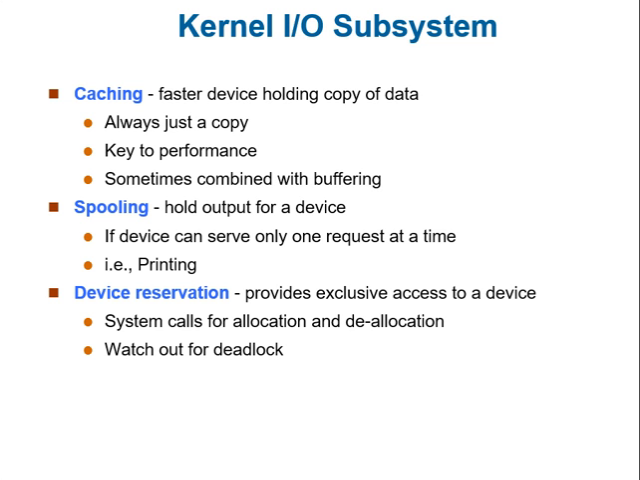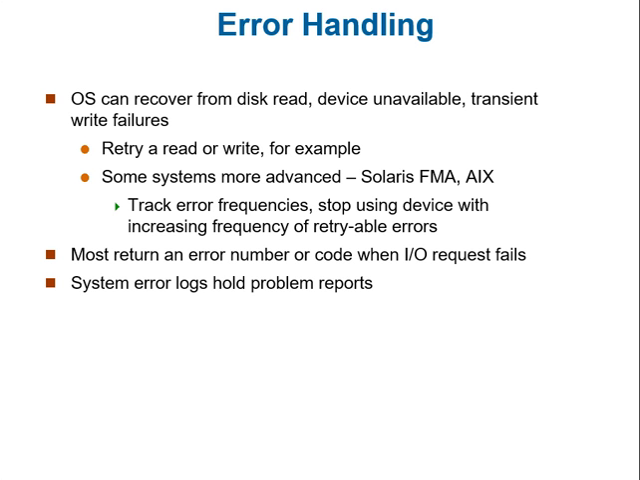And an OS that uses protected memory can guard against many kinds of hardware and application errors, so that a complete system failure is not the usual result. We can minimize the occurrence of system failure. Only maybe a minor mechanical malfunction. So with appropriate error handling, the OS can recover from read errors, device unavailable, transient failures, and many more. So it can retry the read or write, for example.